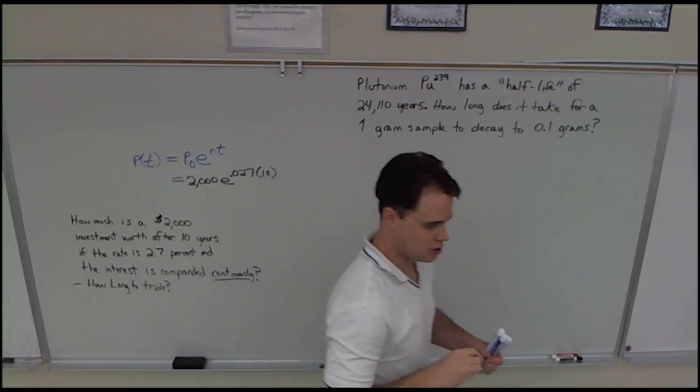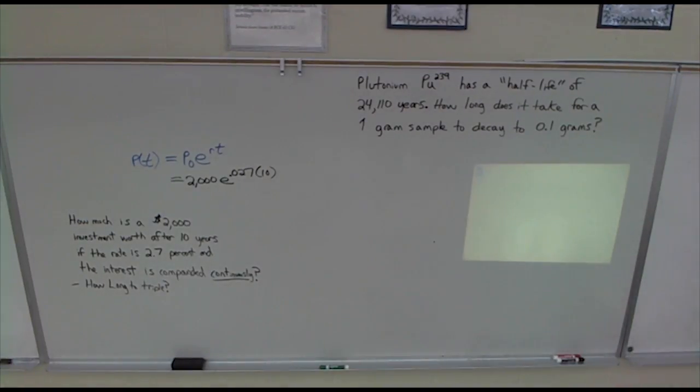We can just stick that right in our calculator. So we'll just type that straight into our calculator. So 2,000 times e raised to the 0.027 times 10 years. So after 10 years, their investment's worth $2,600 and some change.